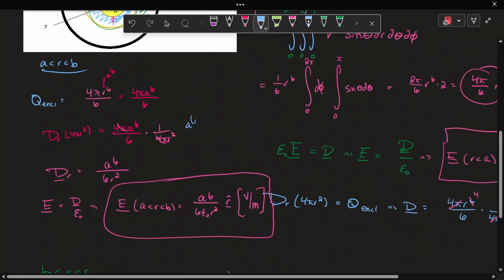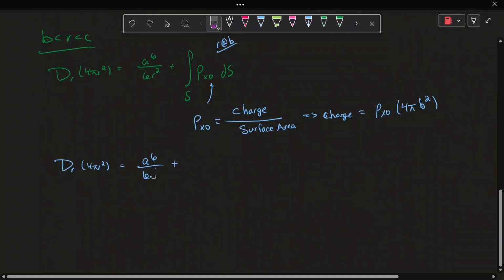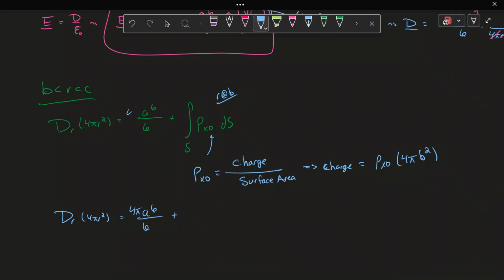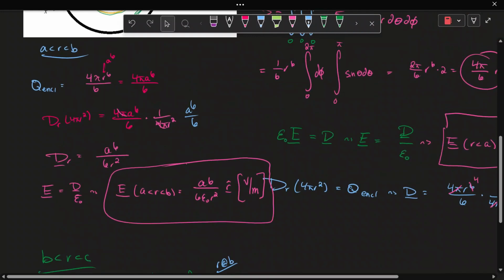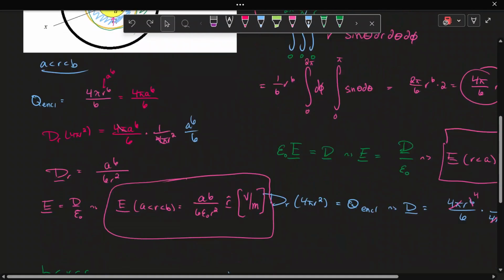No. This is just a to the sixth over 6, dr, 4 pi r squared. The q enclosed is just a to the sixth over 6. This only happens when you divide by 4 pi a to the sixth. I missed that. Yeah. So it's here, 4 pi a to the sixth over 6. That's the q enclosed between a and b, or that charge density.